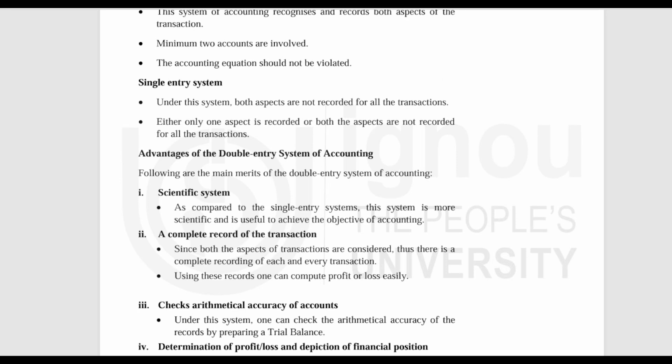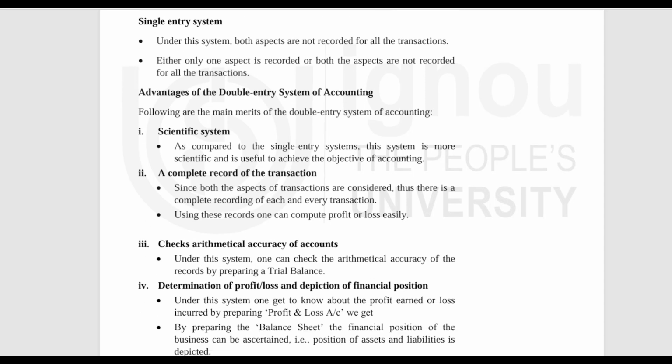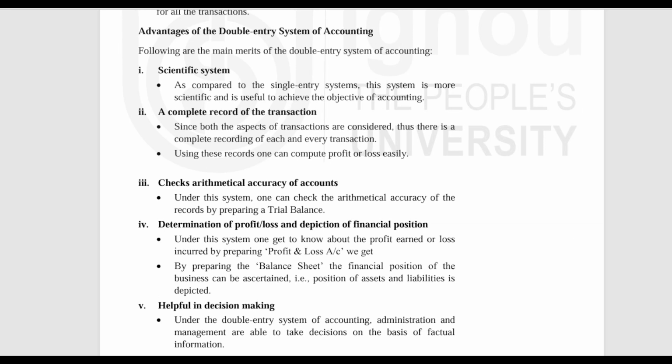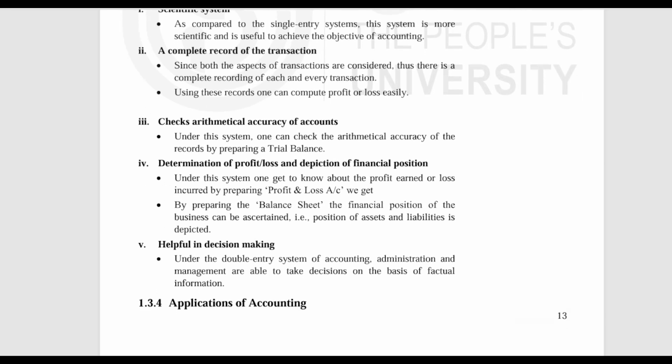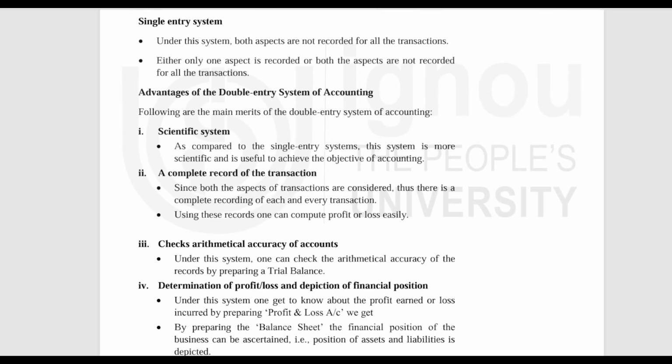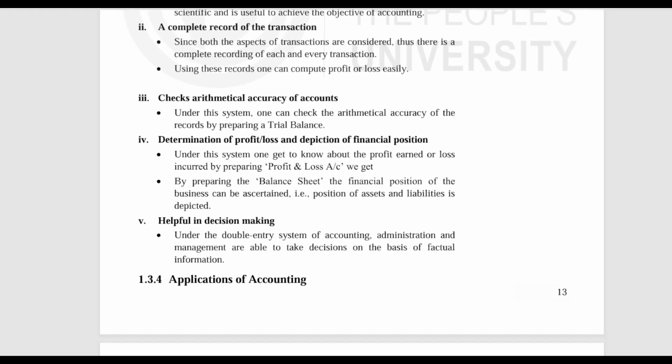And single entry system. Under this system, both aspects are not recorded for all the transactions. Either only one aspect is recorded or both the aspects are not recorded for all the transactions. And advantages of double entry system are there. Scientific system, a complete record of the transaction, checks arithmetic accuracy of accounts, determination of profit or loss, depiction of financial position, and helpful in decision making also. These are the advantages of double entry system of accounting.